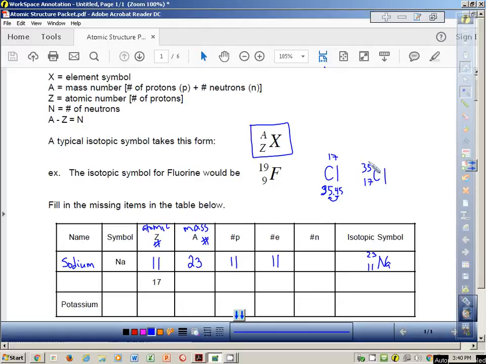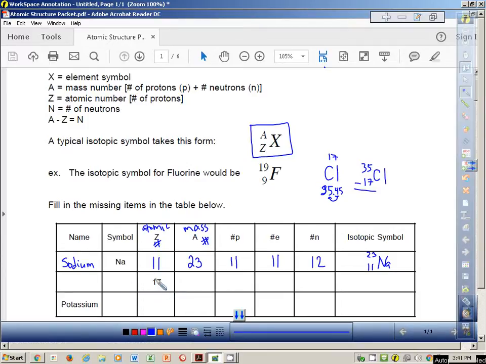When you're set up like this with the isotopic notation, you basically have your little problem set up right here. For chlorine, it would be 35 minus 17. For sodium, we're going to do 23 minus 11. Well, that's 12. Okay?